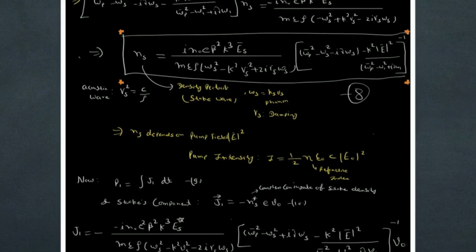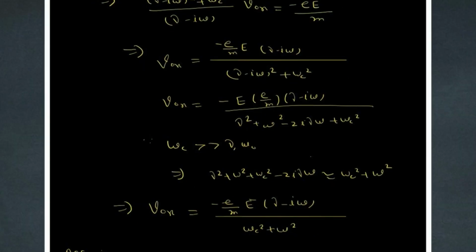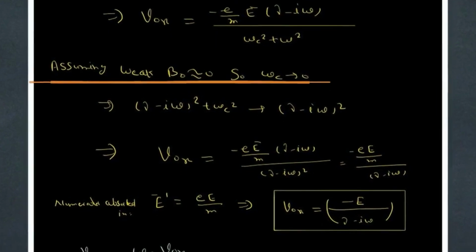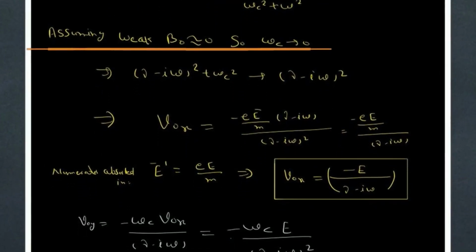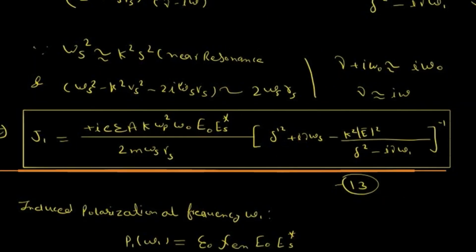With the wave equations defined, we use our expression for the slow density wave in equation 8 to calculate the induced current density, J1. To keep the calculations manageable, look at the steps for the 0th order velocity. By assuming a weak applied magnetic field, B0 approaches 0, which greatly simplifies the electron velocity components. Applying this weak field condition near resonance, we arrive at equation 13 for the current density.